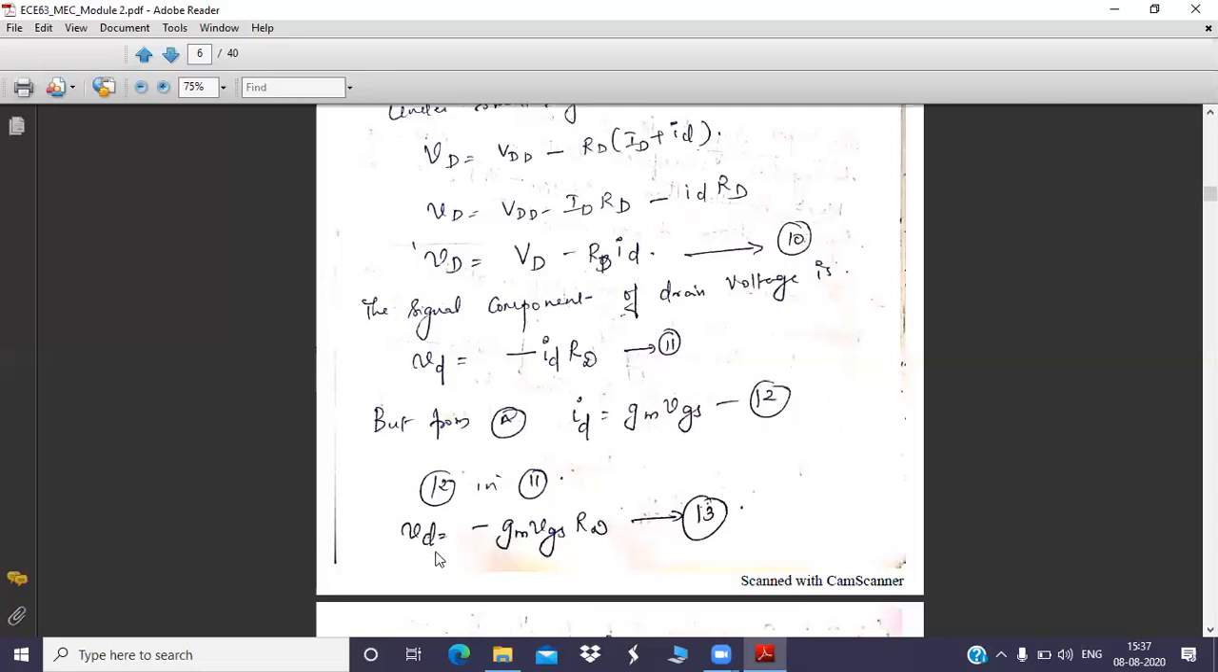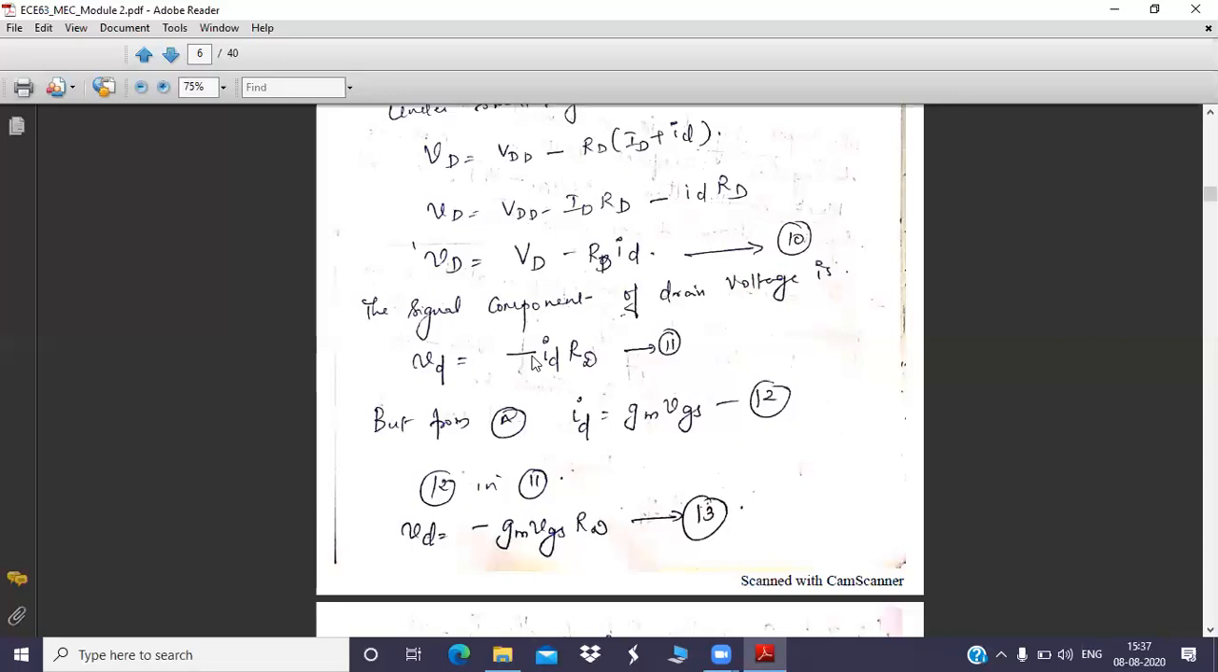I told you for calculating voltage gain, you have only AC. You don't consider any DC. That is why everything is now in small letters. All the voltage signals are now in small letters. You will not consider any capital letter. Already I have discarded all these things. So from this I have taken only this term, the small letter term, small letter vd.